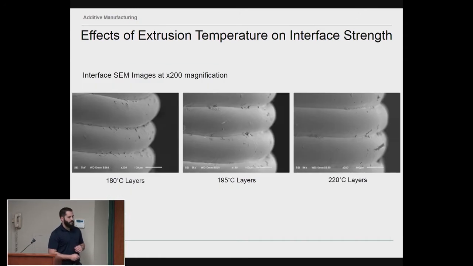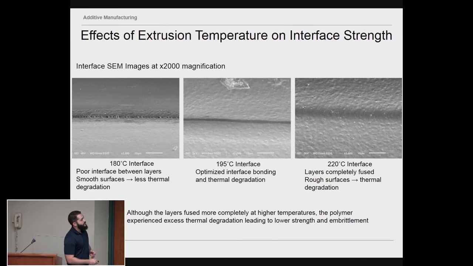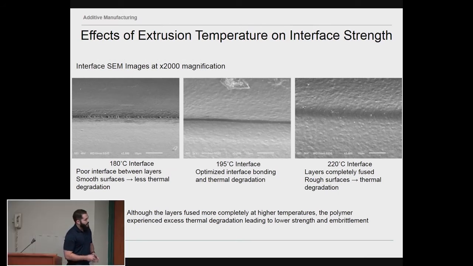So we decided to do some microscopy, and these are the layers at about 200 times magnification. Can't really see a whole lot here, so we decided to go a little deeper. These are all at the same magnification, so it looks like they're all different scales, but they're all the same. At 180, you can clearly see a poor bond between the two layers, so that's definitely a reason why it wouldn't be as strong.